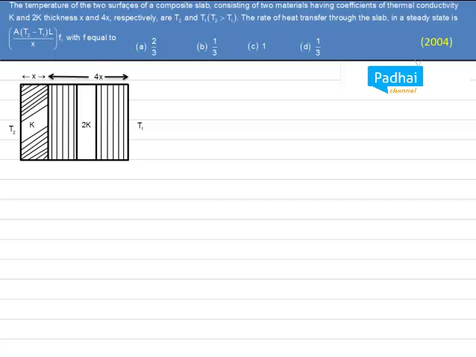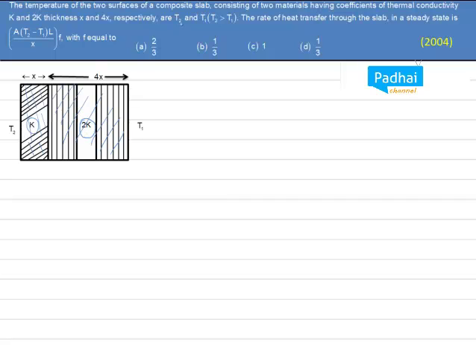The temperature of the two surfaces of a composite slab consisting of two materials having coefficients of thermal conductivity K and 2K, thickness X and 4X respectively, are T2 and T1, right? Now what is happening is, this entire slab: this slab has a thickness X and conductivity K, and another slab has a thickness 4X and thermal conductivity 2K.